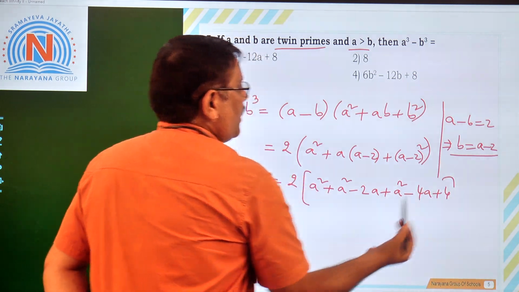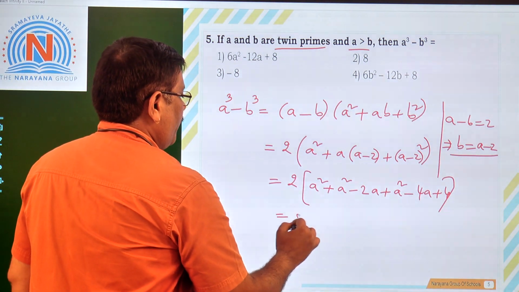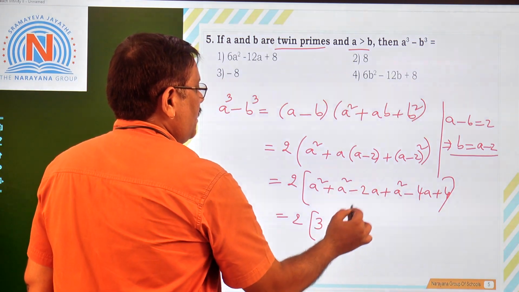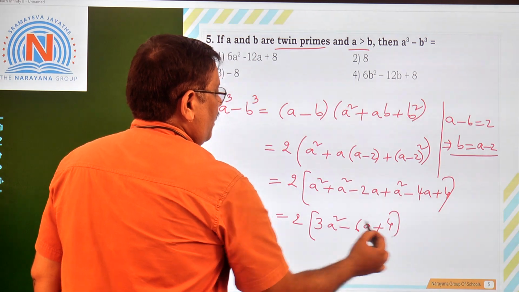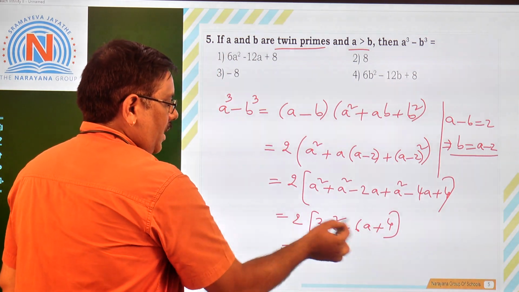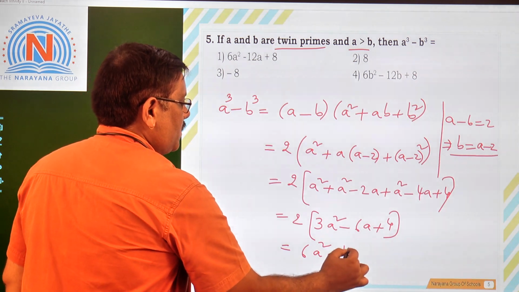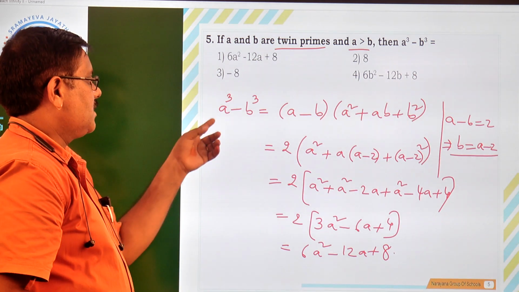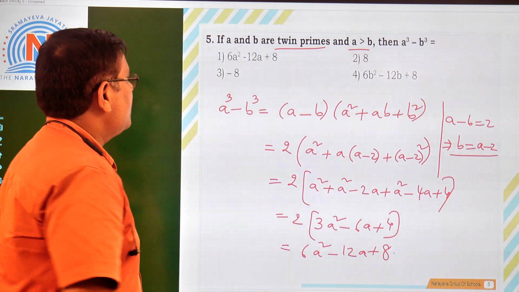It is in the form of a minus b whole square, a square minus 2ab plus b square. That is going to be 2 times of a square plus a square plus a square, that is 3a square, minus 2a minus 4a, that is minus 6a, plus 4. If you open the brackets, if you multiply with 2, each term will be multiplied with that. So 6a square minus 12a plus 2 4s are 8. So the answer for a cube minus b cube is 6a square minus 12a plus 8.